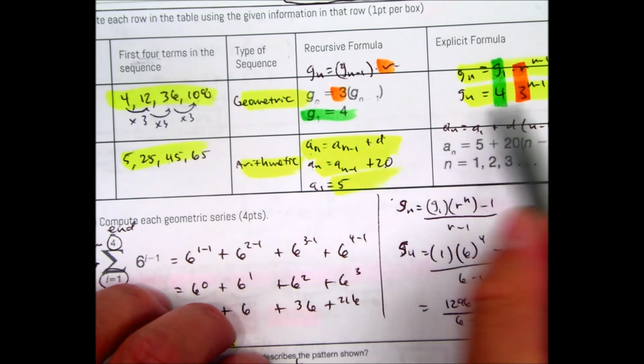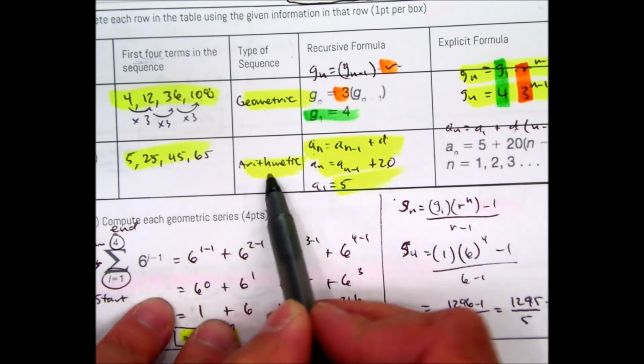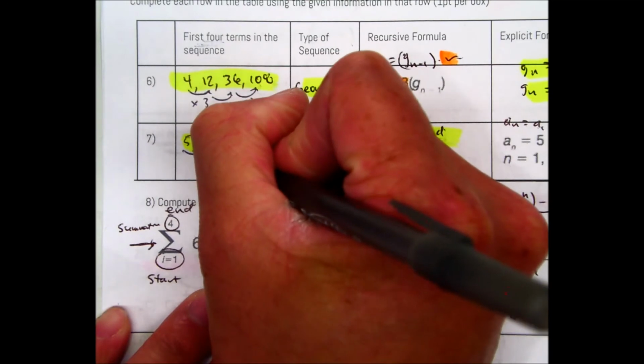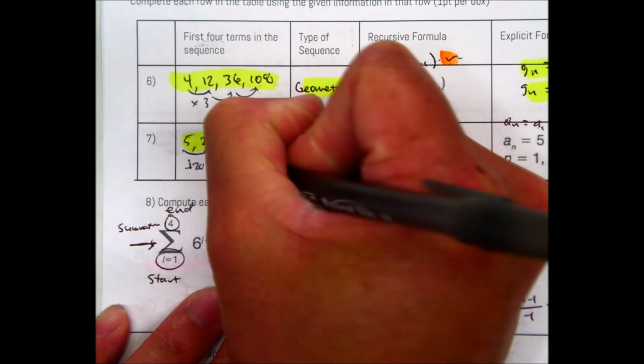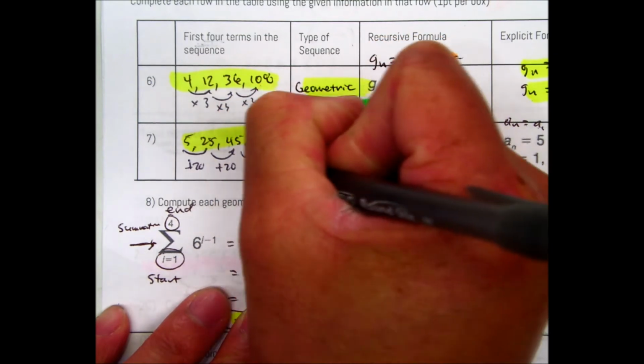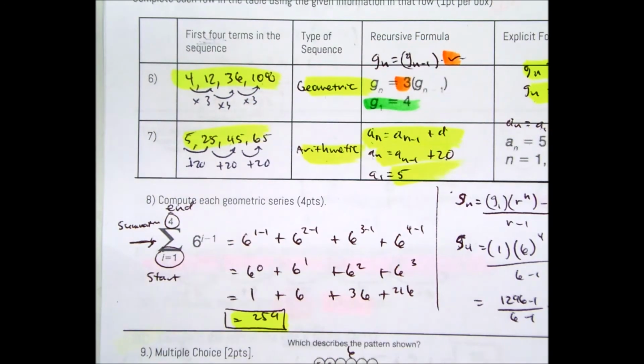Because you have a common difference, d, that's arithmetic. And here all you're doing is adding 20. Use your calculator. You have to have all 4 numbers correct in order to get the 1 point there.